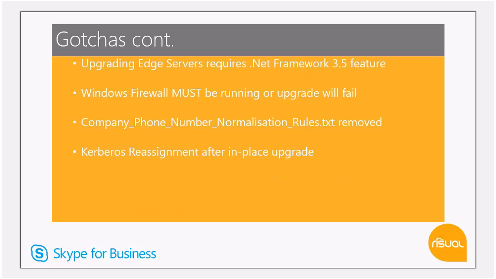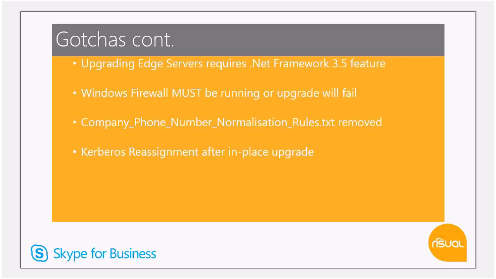So we no longer leverage the company phone number normalization rules text file. It's just a mouthful in itself, so I'll be glad that I don't have to mention it too many times anymore. But basically what that is: if you've got in Active Directory, there might be different variations of how users have got telephone numbers stored in their telephone number fields, office phone number fields, etc.